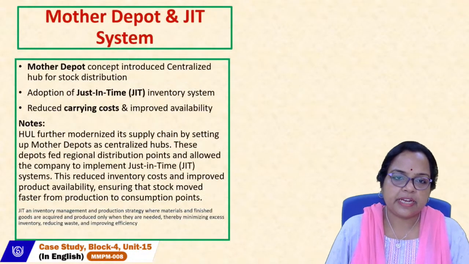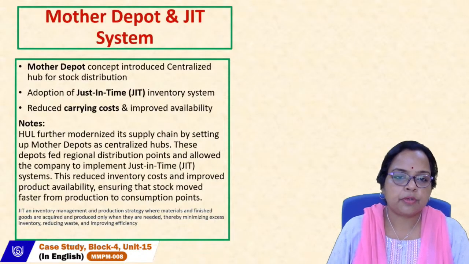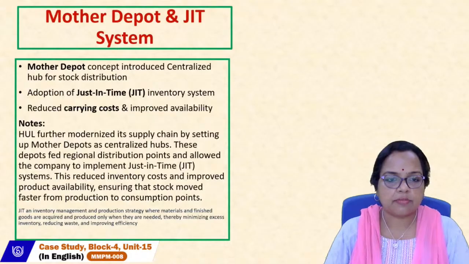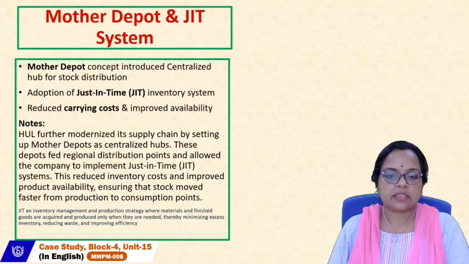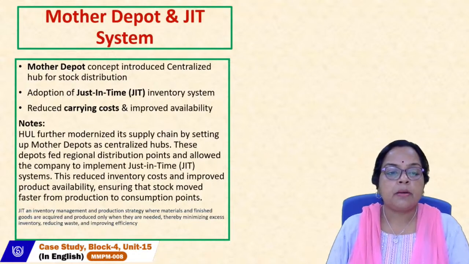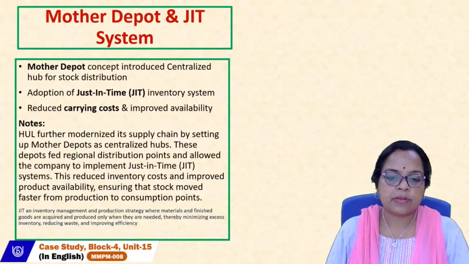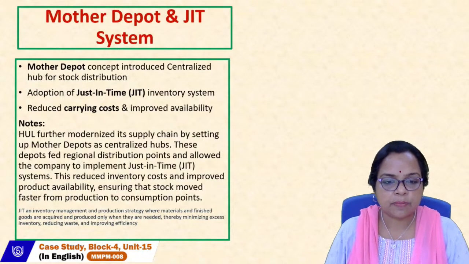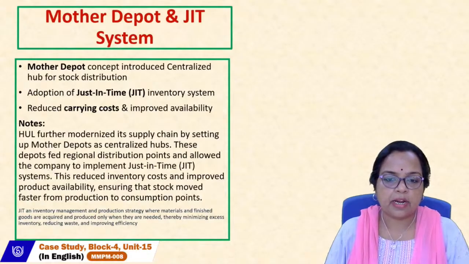So Mother Depot and the JIT system, they introduced that. The Mother Depot concept introduced a centralized hub for stock distribution. HUL further modernized its supply chain by setting up Mother Depots as centralized hubs. Centralized hubs were the place where centralized stock distribution was happening in those days. This depot fed regional distribution points and allowed the company to implement just in time.